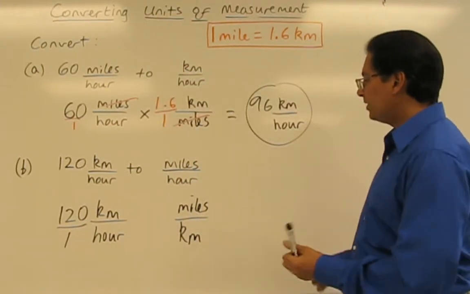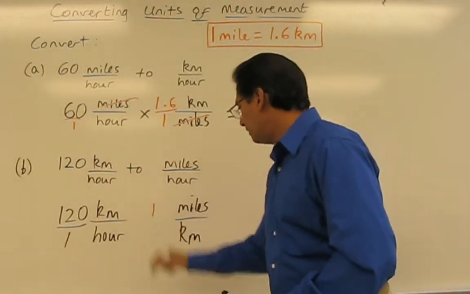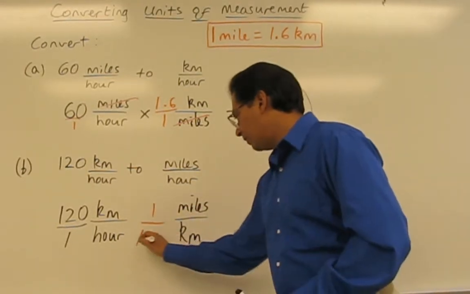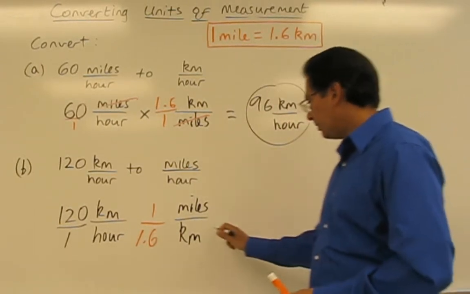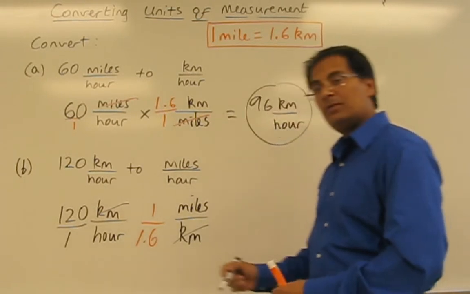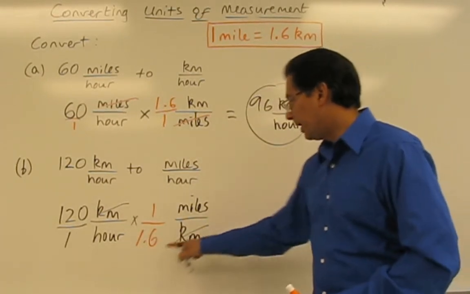And what's the conversion again? The conversion factor is 1 mile is 1.6 kilometers. So 1 goes up here and 1.6 goes down here. And what's going to happen here is the kilometers will cross cancel, just like when you're multiplying rational expressions. And we're left with miles over hours.